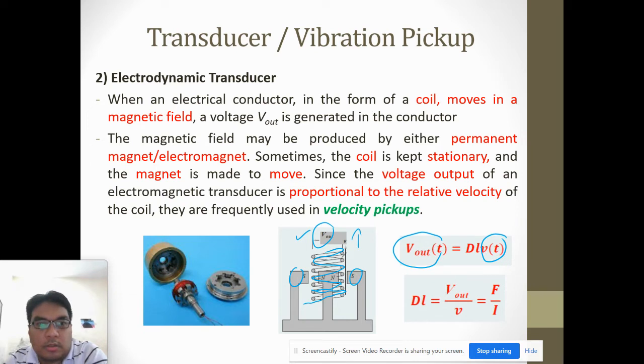So it is basically used in velocity pickups for velocity measurement, because it produces a signal proportional to velocity. Here B is the magnetic flux density and L is the length of the coil. I think most of you have already learned this in a previous subject, perhaps electrical or mechatronics.